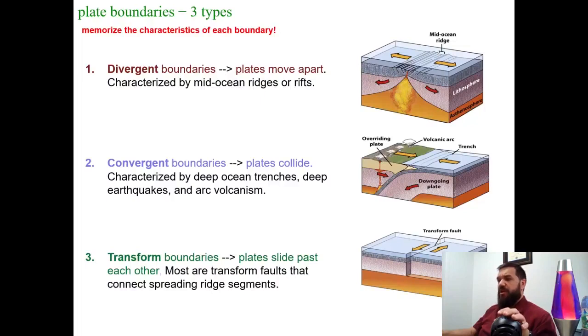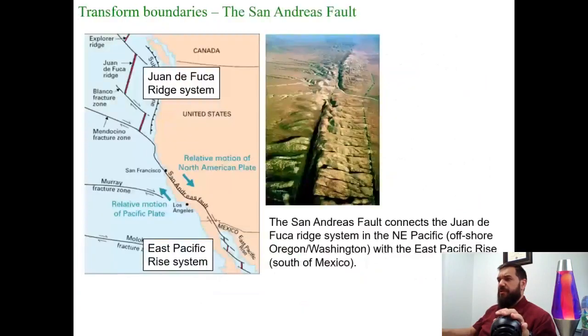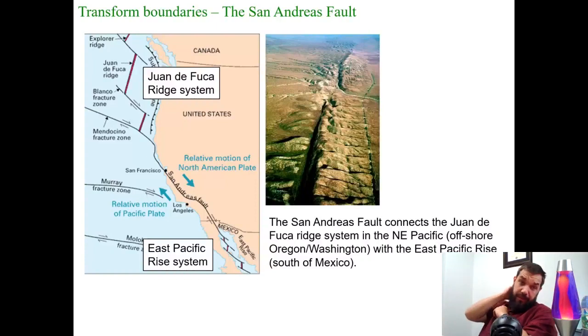All right, so let's talk finally about transform boundaries. They're not as important for understanding plate tectonics. Transform boundaries, again, involve horizontal sliding past each other. It's where the plates are sliding past each other. One place where this happens in a very big way is in California with the San Andreas Fault. The San Andreas Fault system is a series of faults that run all the way from Baja California up through San Francisco.